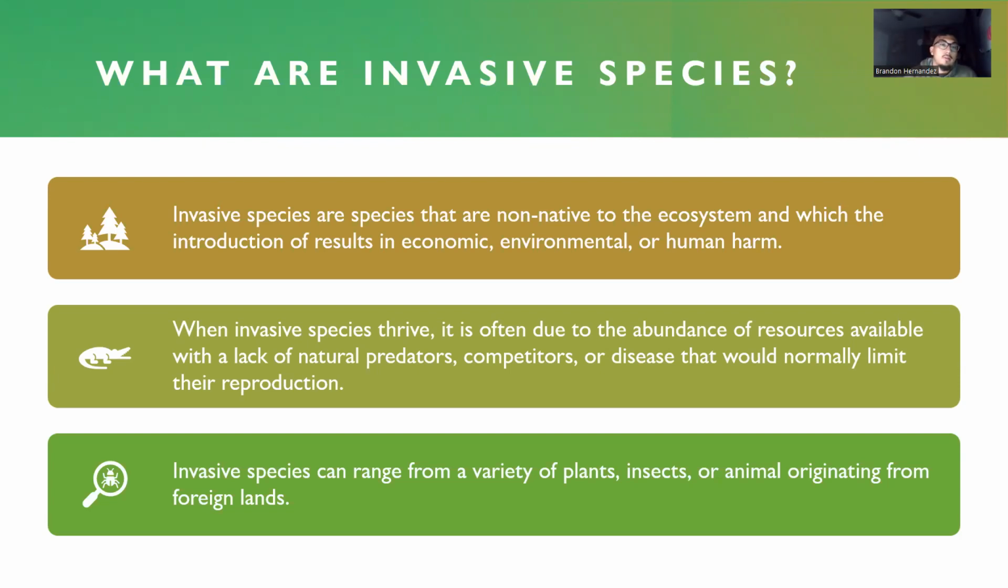Invasive species can range from a variety of plants, insects, or animals originating from foreign lands. This dips back into what I was just talking about, but invasive species aren't just a single type of animal or single type of plant. They can range from different plants, insects, or animals. They can be avian, terrestrial, aquatic, and such. And so each poses a different threat to our environment.